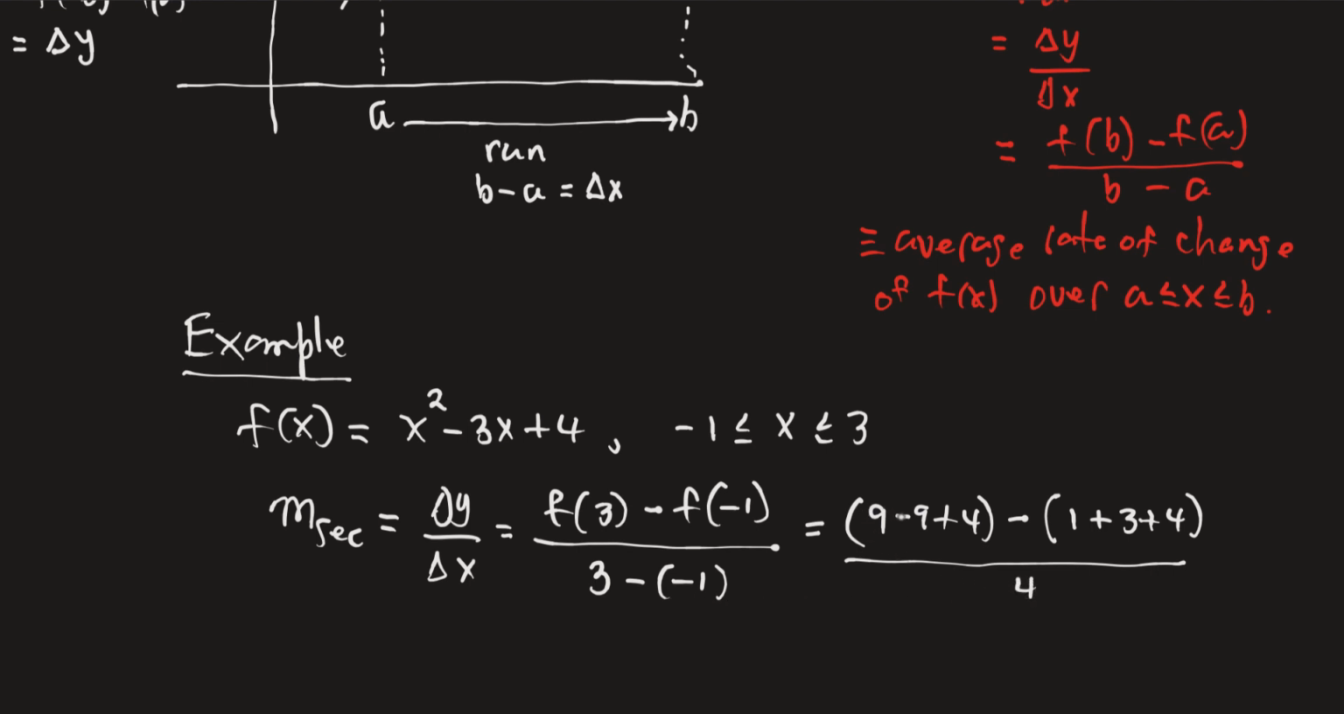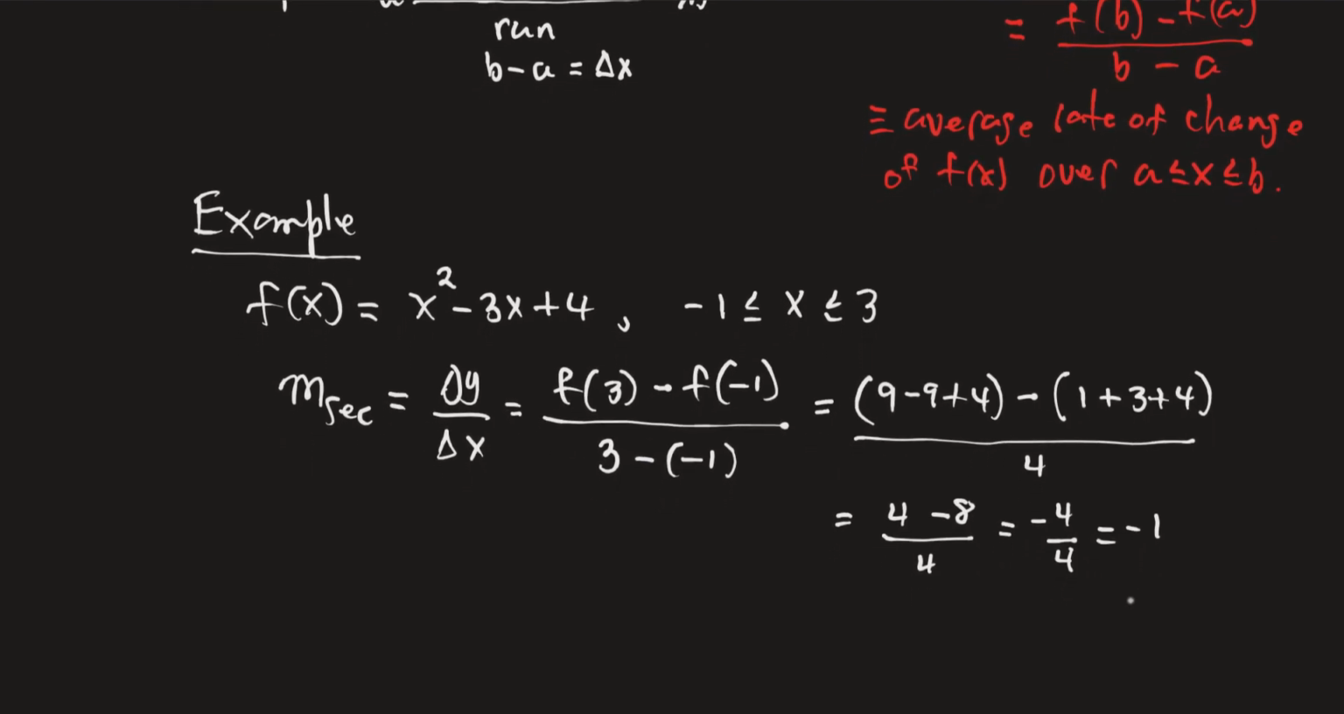So now let's see what simplifies. Well, definitely the 9's cancel out. And so in the first pair of parentheses, we have a 4. And then minus, let's see, the second pair of parentheses, we have an 8. And then this would be divided by 4. So our final answer is negative 4 divided by 4. That's negative 1, right? And this is what we define as the average rate of change of this function over the interval negative 1 to 3, right?